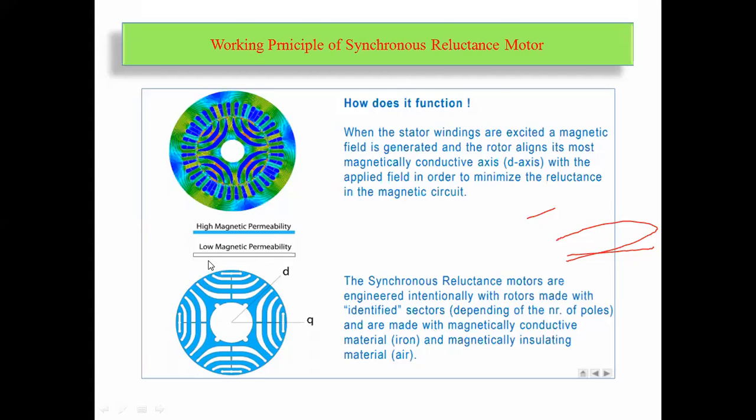Simply what will happen, as I said, the synchronous reluctance motor operates on the reluctance principle. That means whenever a reluctance torque is created, only then will this motor start rotating, because once the reluctance torque is generated, the rotor starts rotating. Okay, so basically we are going to see the working principle. Now when I give the supply to the stator side, you can see that figure.